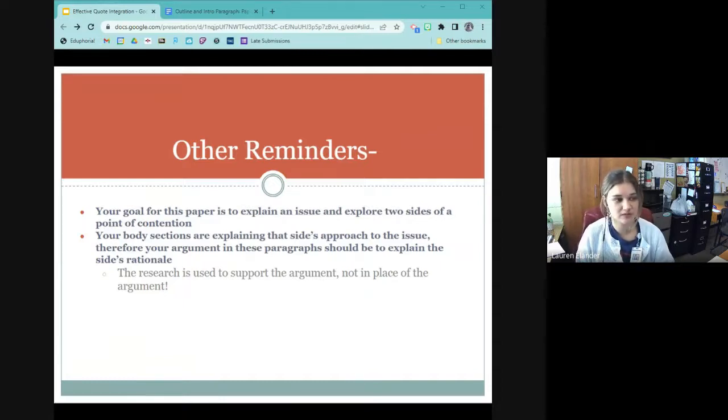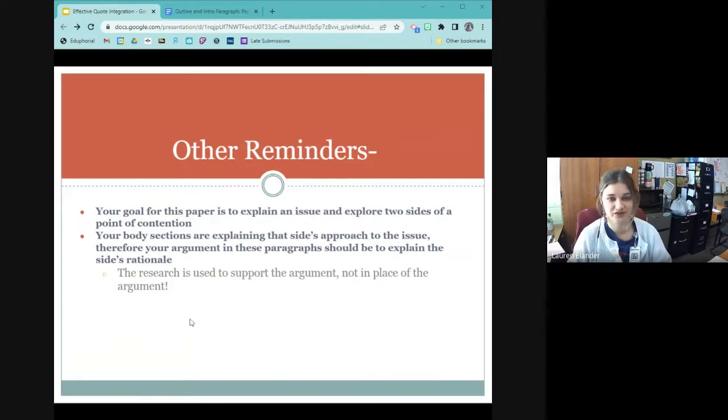And using information without citing it is plagiarism. Be very careful, especially if you paraphrase, that you are citing all of your sources so that you don't get flagged for plagiarism. Intentional or not, plagiarism is plagiarism.